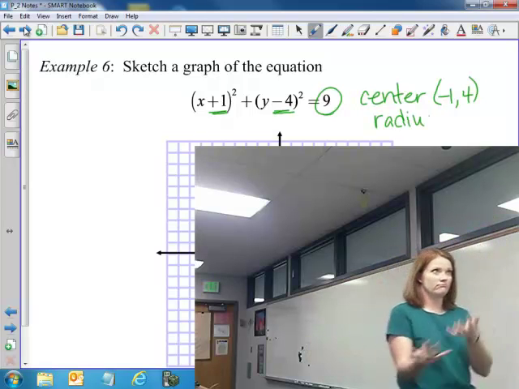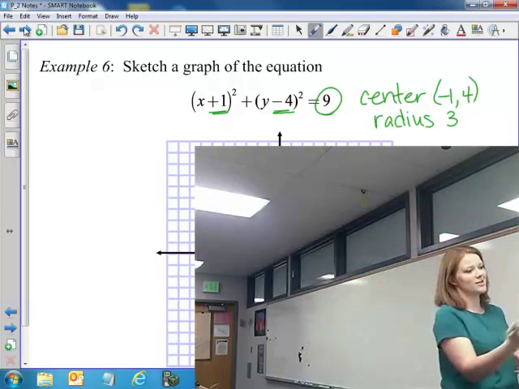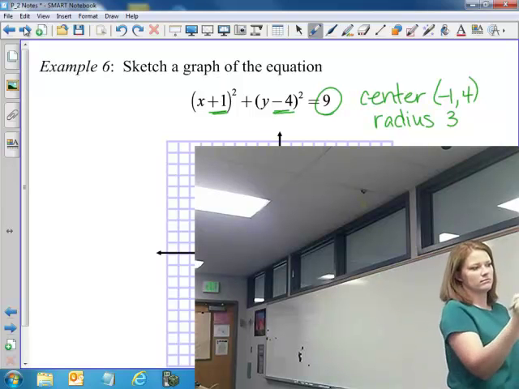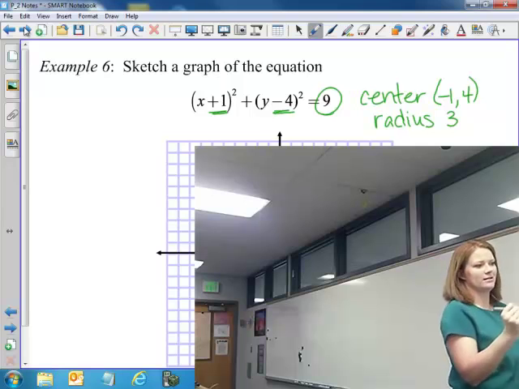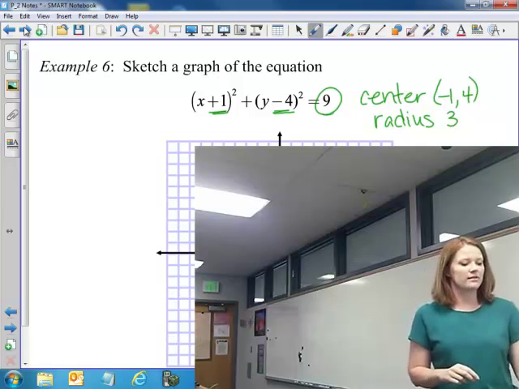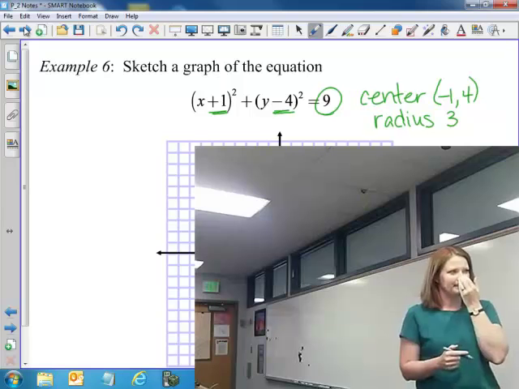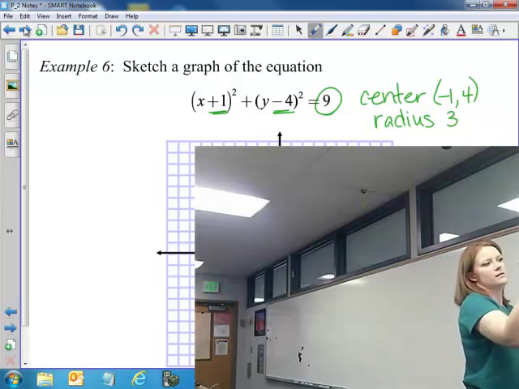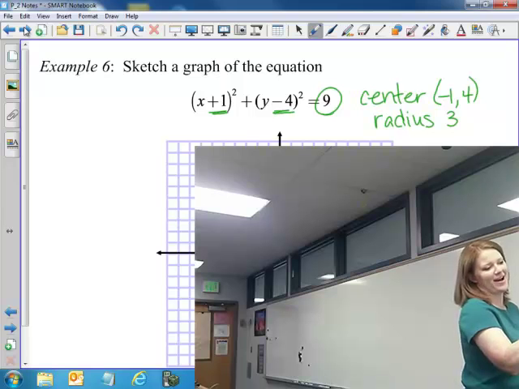Very good. So if we're going to create a graph for this, we're going to start at the logical place to start, the center, right? So we're going to go left 1, up 4, easy enough. And we need a radius of 3 this time. So why don't we go 3 up, 3 down, 3 left, 3 right, and try our best to connect the dots.